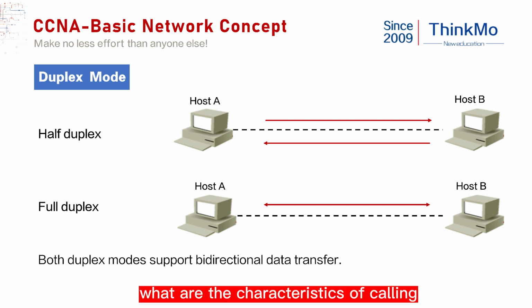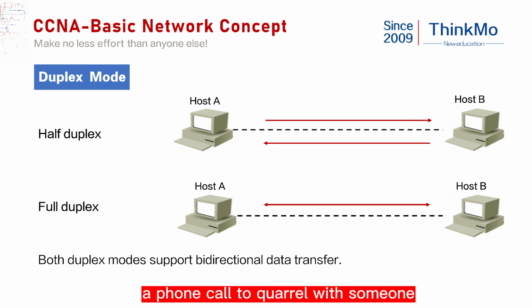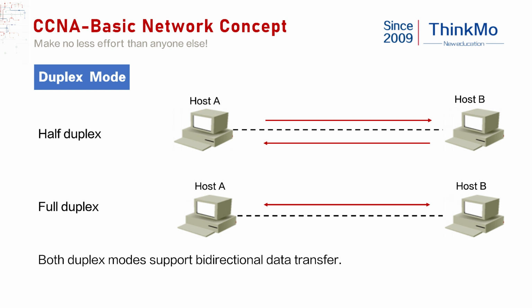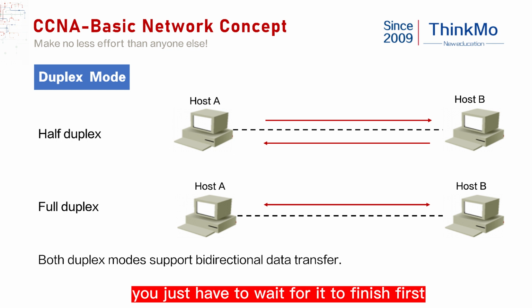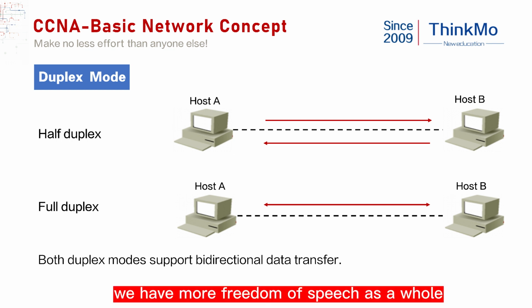What are the characteristics of calling? I can hit you at the same moment I'm talking. When you fight me, you can also talk. For example, a phone call to quarrel with someone. The two of you can argue at the same time. If it is a walkie-talkie, you just have to wait for it to finish first. Then you scold back. Wait until it finishes scolding you, and then scold back. That is, we have more freedom of speech as a whole.